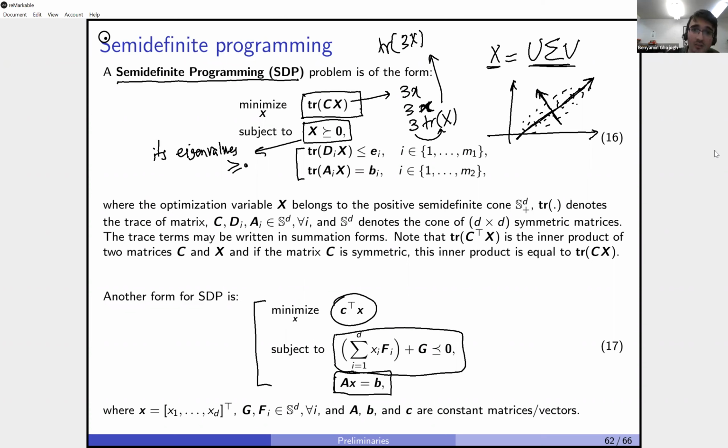By the way, another thing we should note is that until this slide, usually in the forms that we were writing for optimization, the variable was a vector, right? Or a scalar. Here, the variable is a matrix. And as you can see, all of the previous forms that I introduced to you are special cases of semi-definite programming, or can be converted to it. That's why semi-definite programming is very important in optimization.